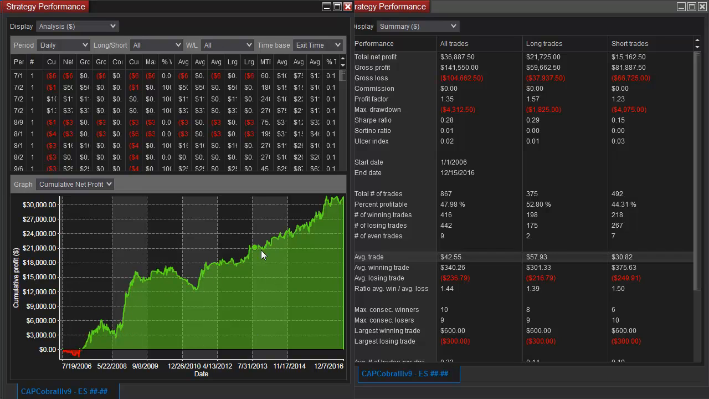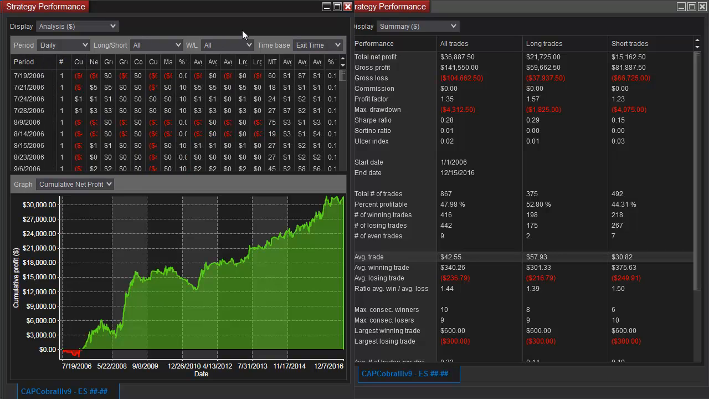There are a lot of places you could start this where it would start out with red. But I went back as far as I could in Kinetic, the data feed in NinjaTrader 8, and that generates the first trade on 7/19/2006. And so that is a deep analysis of slippage and commission around Cobra 3 and NinjaTrader 8 on the E-mini S&P.